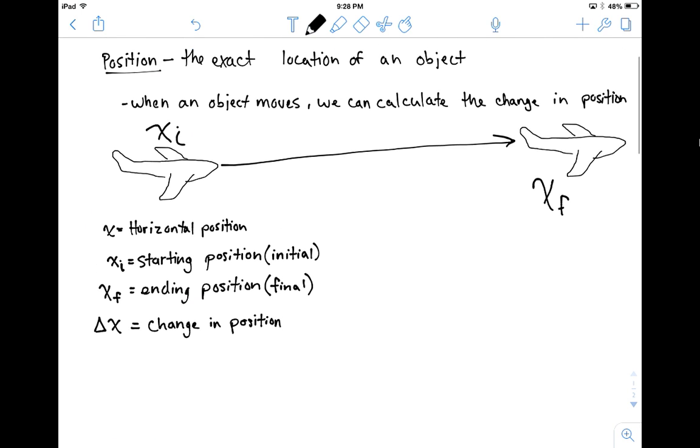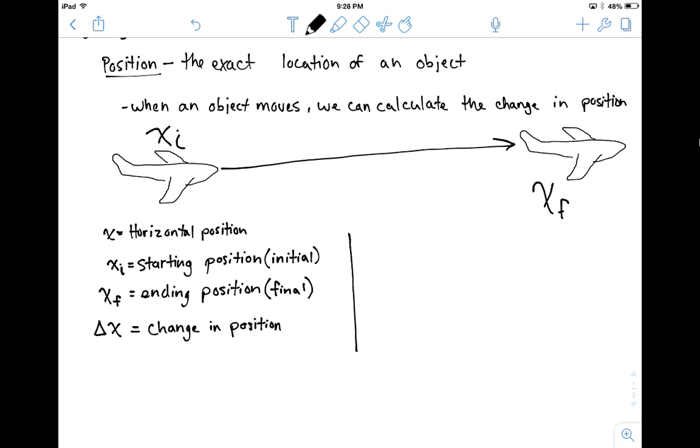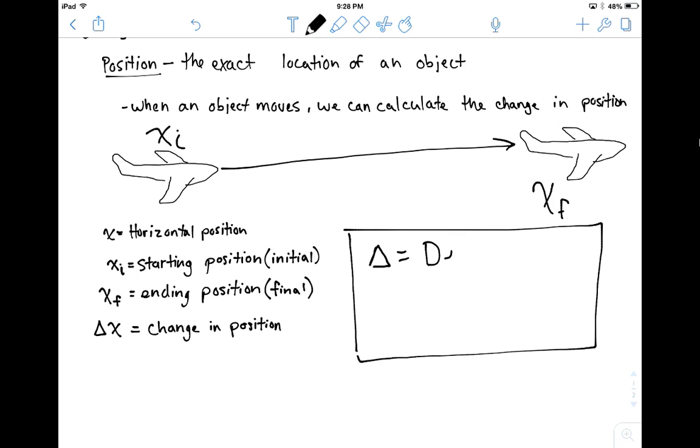Now let's make a big box here. And in this box is a little side note. From now on, delta, that triangle, we pronounce that as delta. All right? And it means change in.